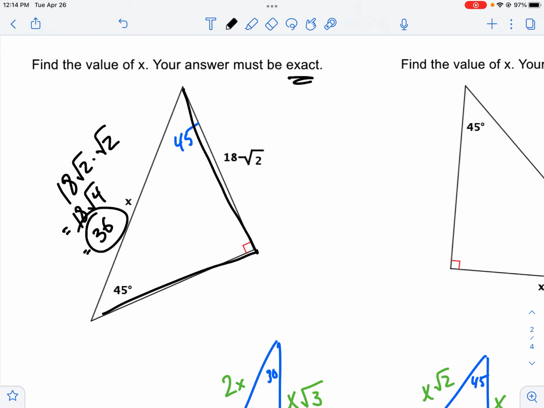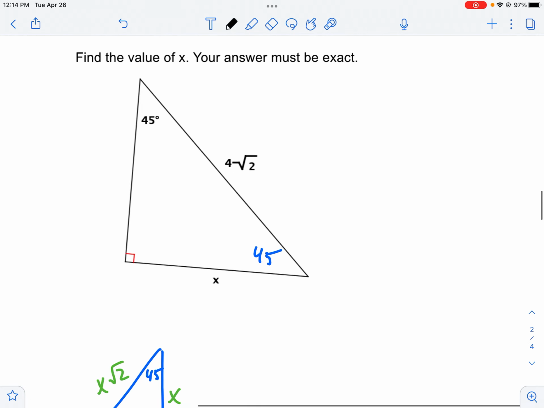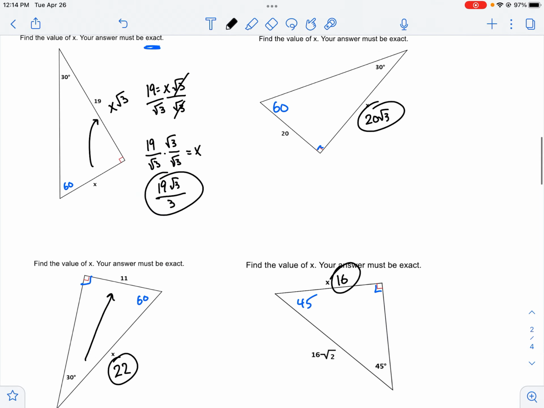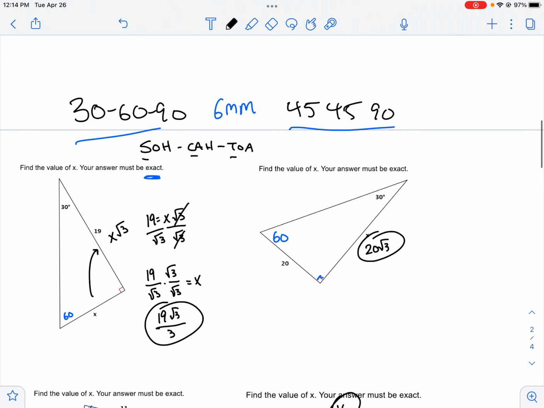Those answers are exact. And then finally over here, this is another similar one, right? We know this side and this side are the same. And if we multiply them by the square root of 2, we get this answer. And oh, look, there's the square root of 2. So the correct answer is 4. So this should help you get through Get More Math related to the 30, 60, 90 special triangles.